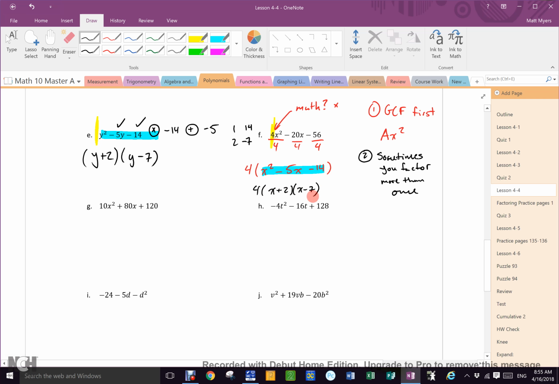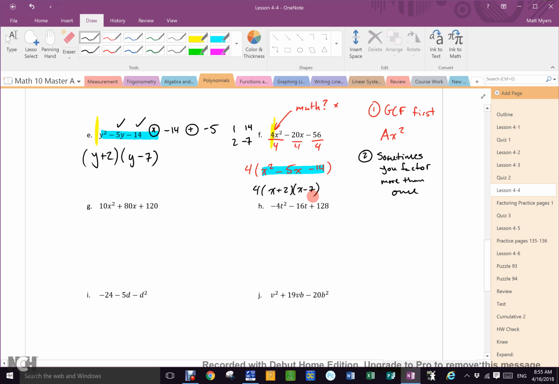Okay. Now tell me what you don't like about I. It's backwards. Can we change the order? Sure we can. So let's write it the way we want to write it: negative d squared minus 5d minus 24. Are we happy with that? What don't we like there, Zara? I don't like that negative. What is that negative really?